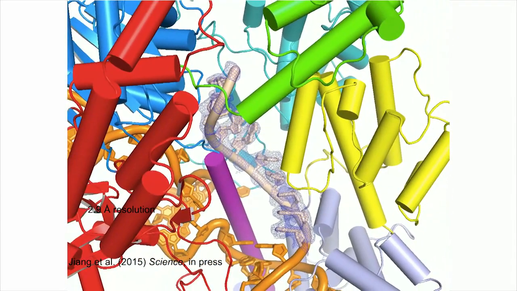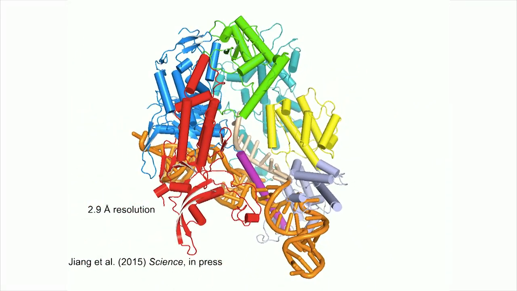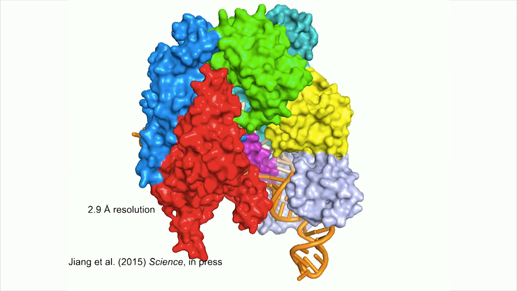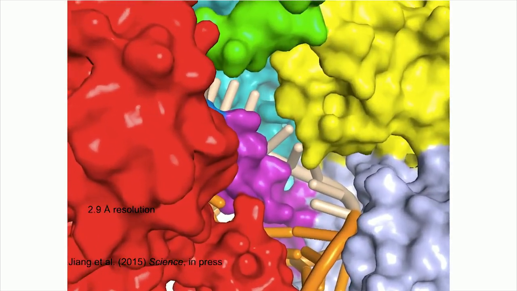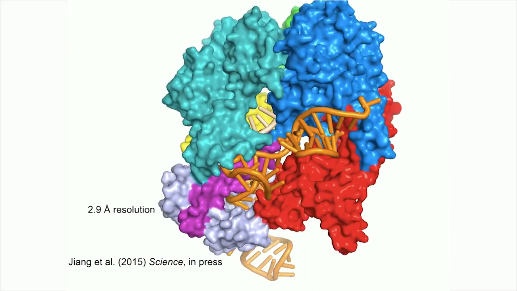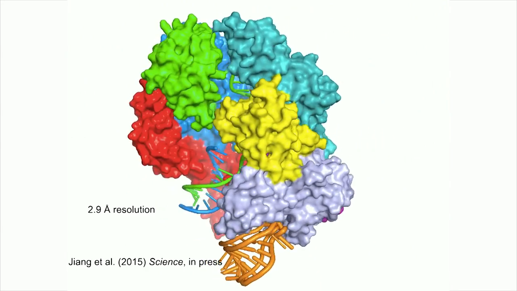There's the actual electron density for that part of the RNA. After this point, it's just gone, right? So it's very mobile in the structure. And then we'll look at this in a space-filling model, so you can see the cleft that this guide part of the RNA is sitting in. And what's interesting is that the first couple of nucleotides of the guide are exposed to solvent, so they're available for interaction with a target DNA, presumably.